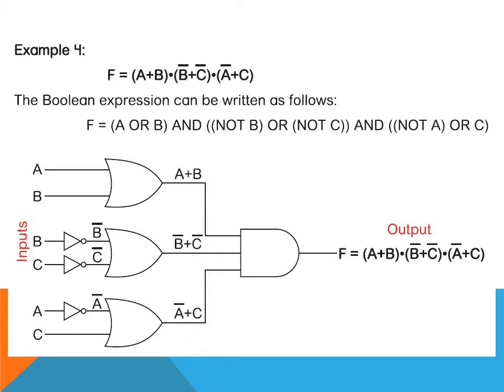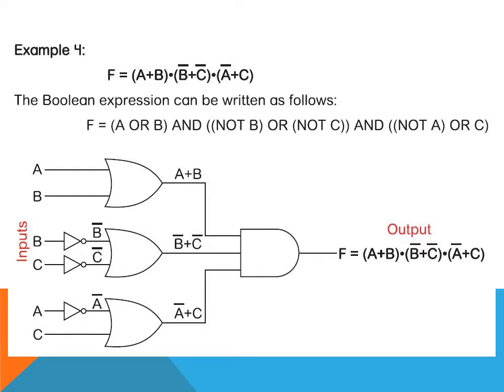Now another example. Example 4. The function is (A + B) multiplied by (B bar + C bar) multiplied by (A bar + C). So the plus will be converted to OR gates and the multiplication is an AND gate.